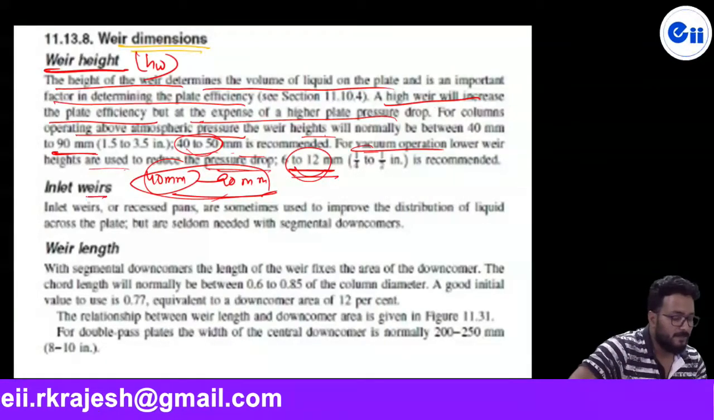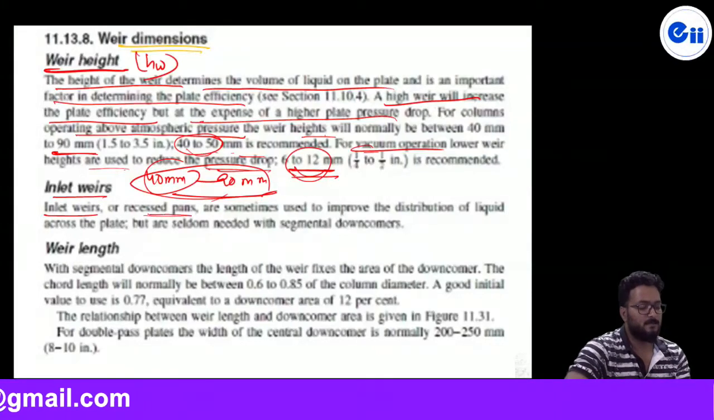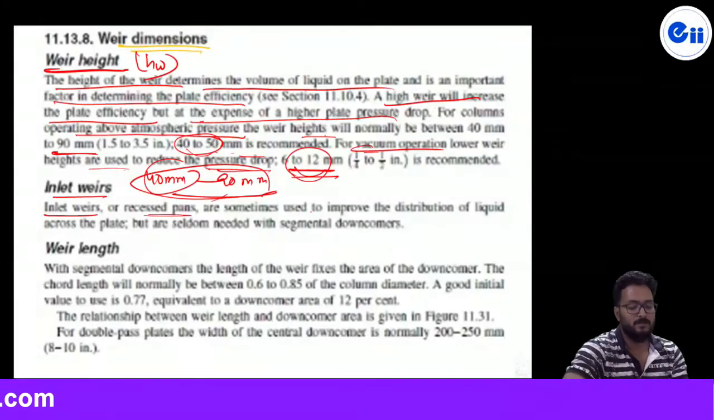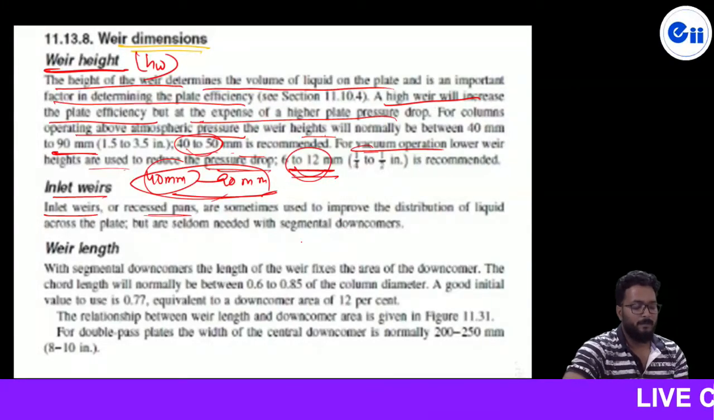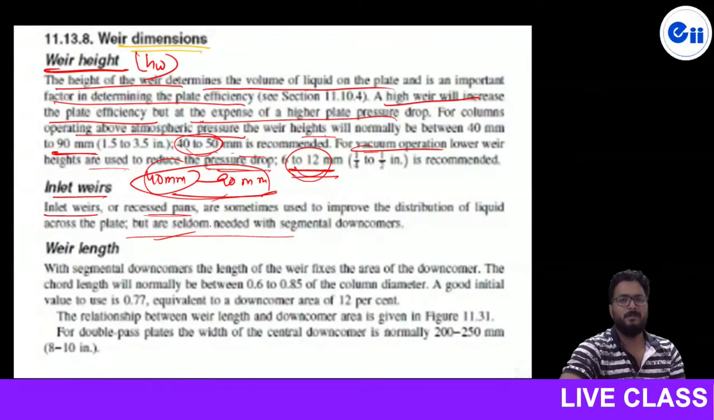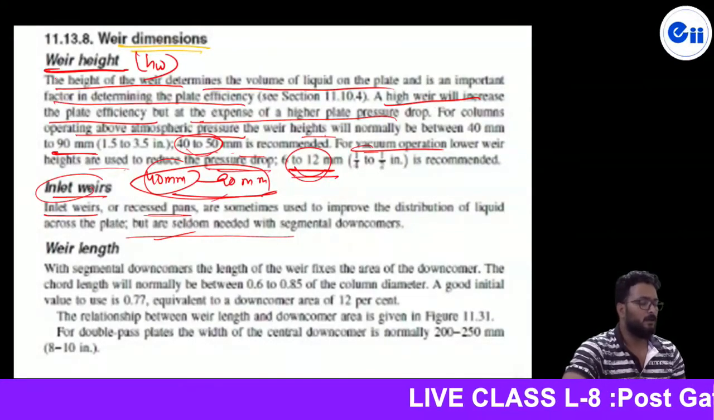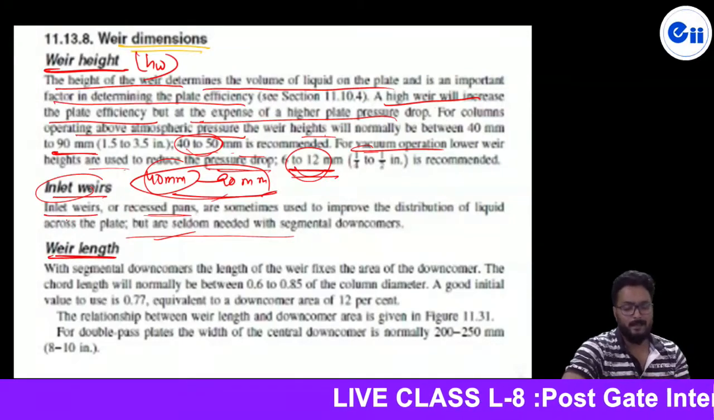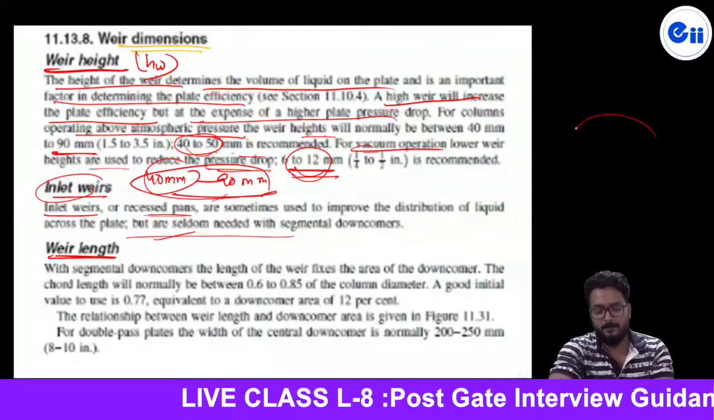Now next is called inlet weirs. Inlet weirs, or recessed pans, are sometimes used to improve the distribution of the liquid across the plate, but they are very seldom used. Sometimes they are used. Inlet weirs are not very important, only the weir height here. Now the weir length. The two things are there, weir height and weir length. Actually it is very easy to understand.